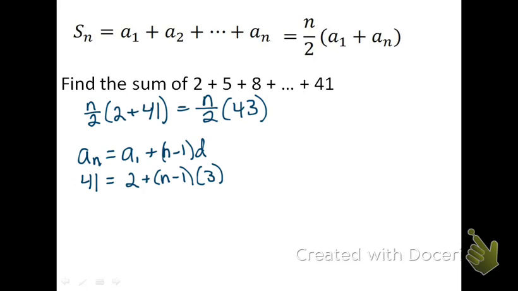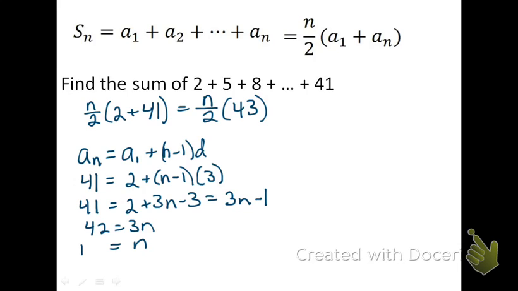Now we only have one variable. We should be able to solve for n. So we have 41 equals 2 plus 3n minus 3, which is 3n minus 1. So if we add 1 to each side, we should get 42 equals 3n. Divide both sides by 3, and we get n equals 14. Okay, so we just set up an equation to find what n is, because we knew what a sub n was, we knew what a sub 1 is, and we knew what d is, so we could find n. So that means 41 is the 14th term of this particular sequence.